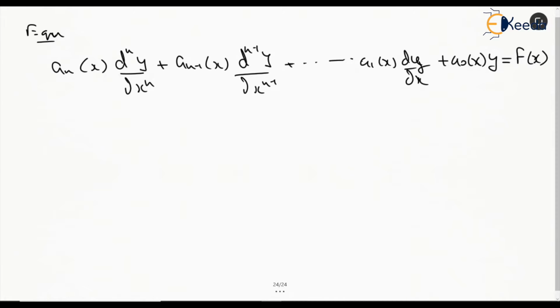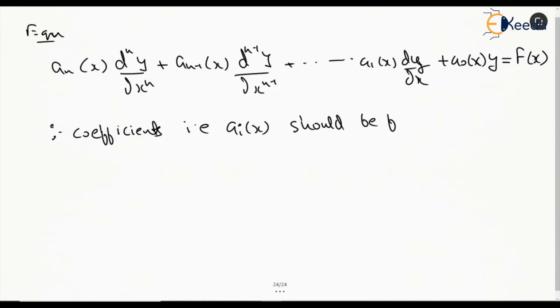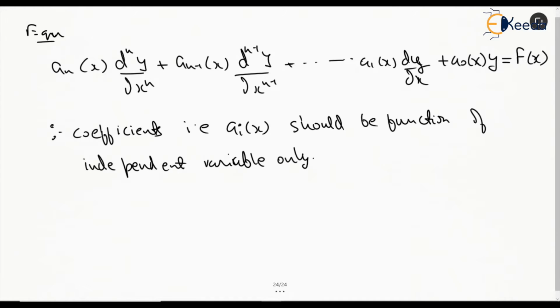Now the points required is that the coefficients, that is ai of x in this case, should be a function of the independent variable only, right? It should be a function of the independent variable only. Like these functions, they cannot have y in their definition.